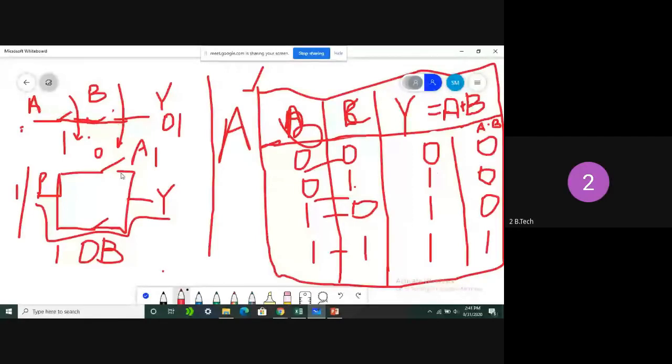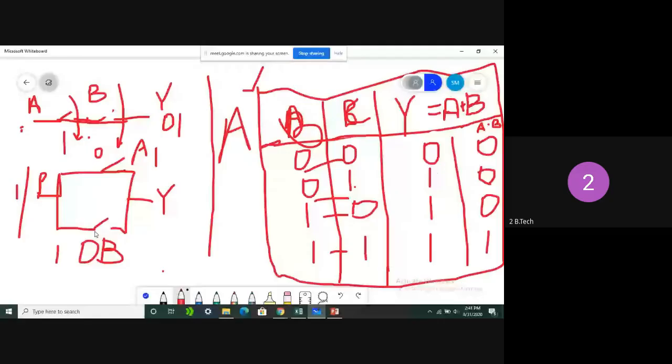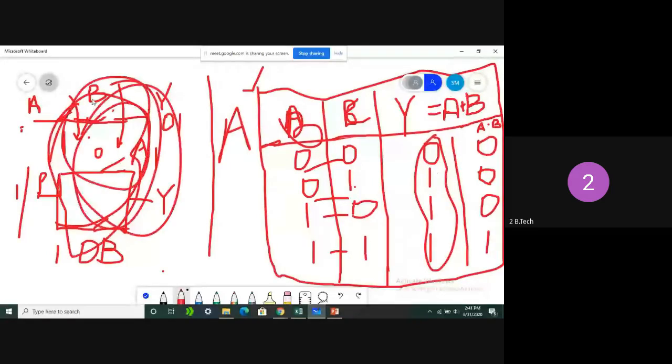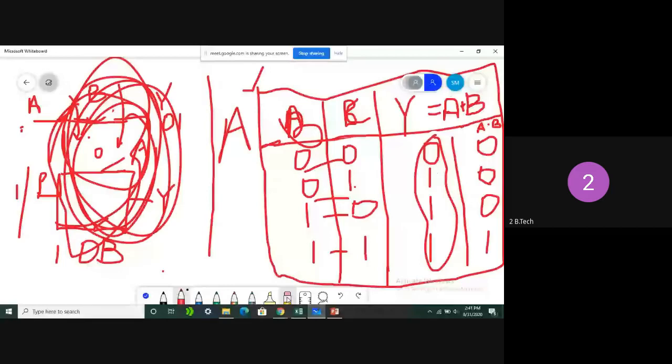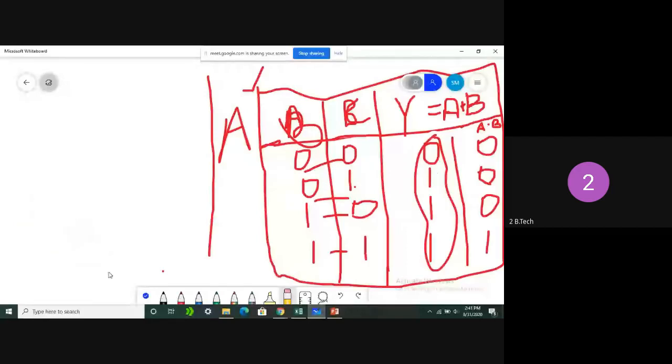See here, if A is closed and B is open, then also we will get output. If both are closed, then also we will get output just like this. So this is not a professional representation in our STLD. For understanding purpose only, I made this diagram, so don't use this type of diagram. Clear?